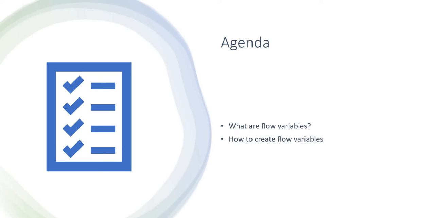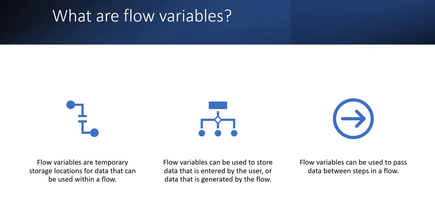The agenda of this video is what are flow variables and how to create flow variables. So first of all, what are flow variables? Flow variables are temporary storage locations for data that can be used within a flow. So these are like temporary variables, you can say, or if you remember using scratchpad variables in workflow. So these are kind of temporary variables in flow designer.